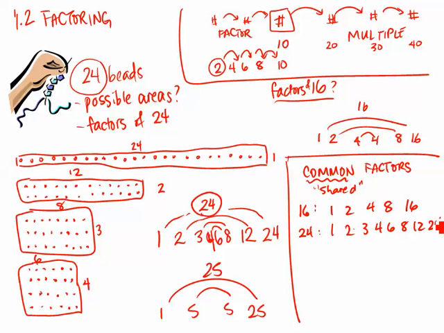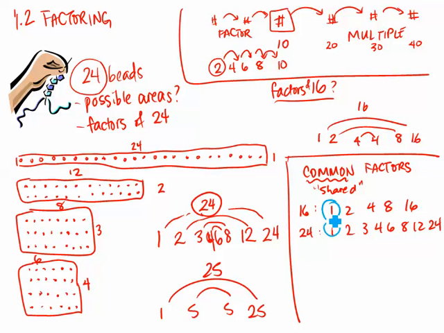So common means shared. So I'm going to just change my color here to, let's say, blue. And I'm just going to circle all of the shared factors. Well, 1 will always be a shared factor between 2 numbers, or 3 numbers, or 10 numbers. 1 can go into every whole number. So that will always be a common factor.